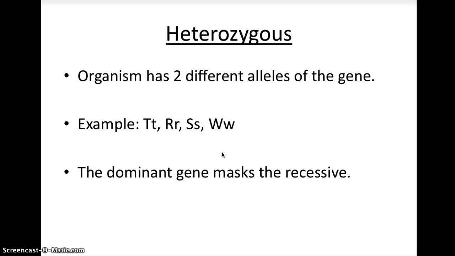Heterozygous, you need to think different. So the organism has two different alleles of the gene. That's going to be one dominant, one recessive. As you can tell by the examples, you have a capital and you have a lowercase. But whenever you see heterozygous, you need to remember that the dominant gene, the capital letter, always masks the recessive. So that means that the dominant gene is always going to be the one that is present in the phenotype. The recessive is just going to be carried on.